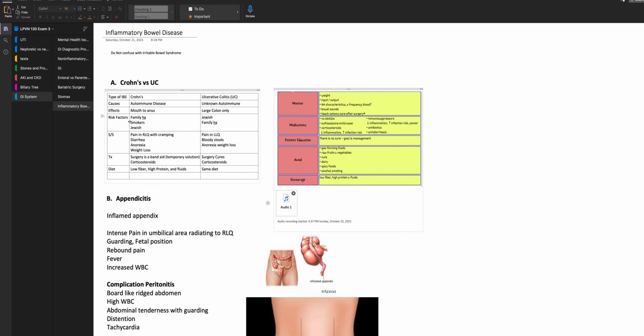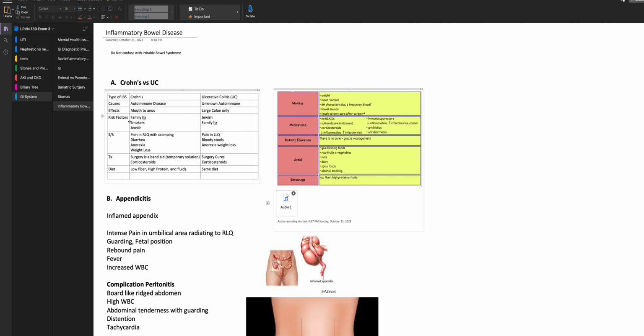and weight loss. As for treatment for Crohn's and ulcerative colitis, surgery is a Band-Aid for Crohn's. It doesn't cure them. Whereas with a total colectomy, somebody can have their whole colon taken out and it would cure them of ulcerative colitis. They're both going to be on long-term steroids. These diseases are characterized by periods of exacerbation and remissions. Their diet needs to be low fiber, high protein, and fluids. So it's the same diet.